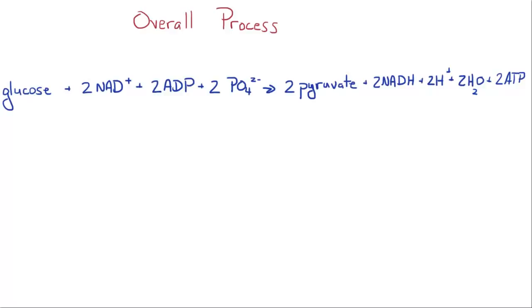And I know some of you might be asking why only 2? You're supposed to get 4 because you get 2 from each molecule. This is true, but you have to use 2 ATP to get the 4 ATP, so the net yield is only 2 ATP. But that's all I have for glycolysis.